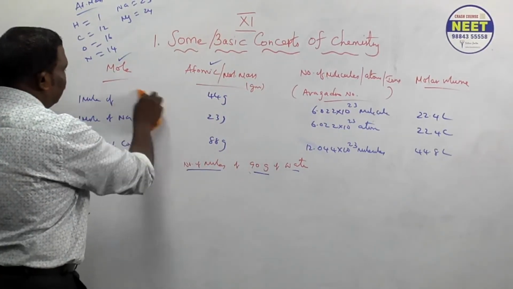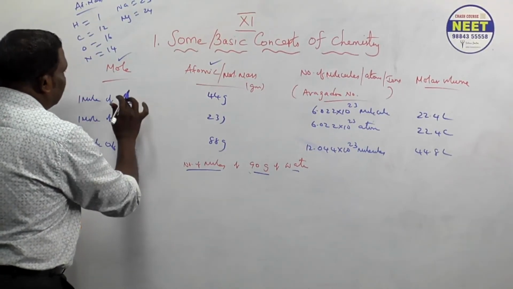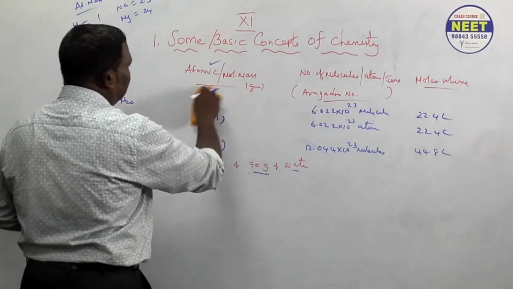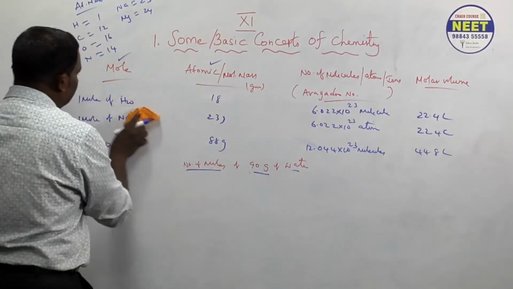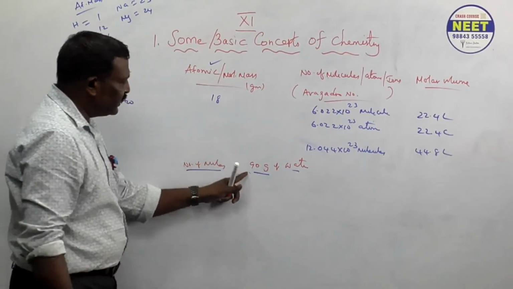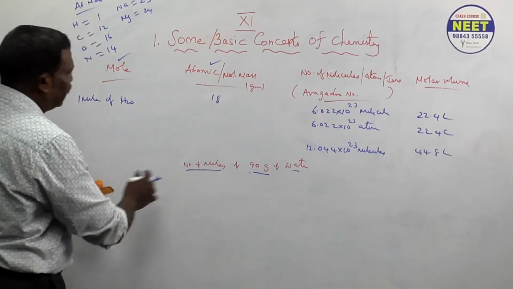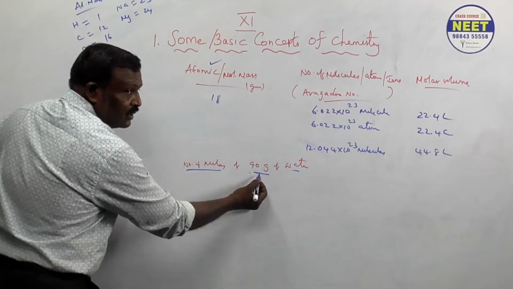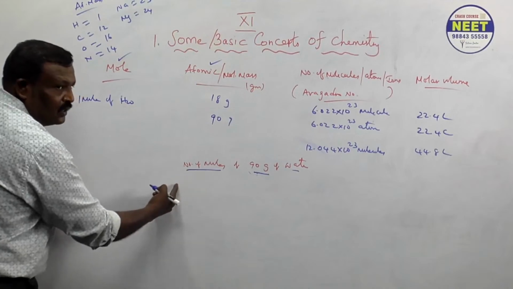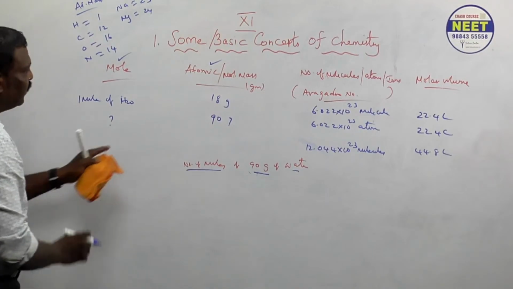First you find 1 mole of water. 1 mole of water is what? 1 mole of H2O. Correct or not? How much? 18. Correct or not? 18. Whatever is given, first you find it like this. 1 mole of H2O, 18 gram. Therefore they are asking 90 gram. Calculate number of moles. Here, question mark. Understood?